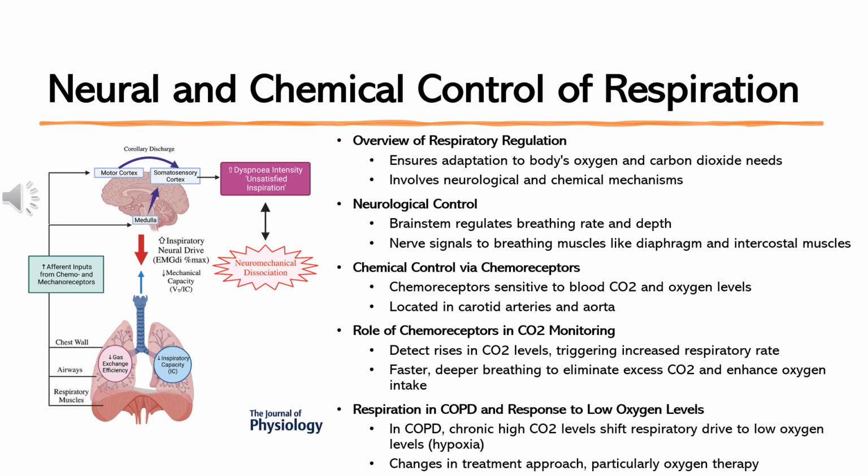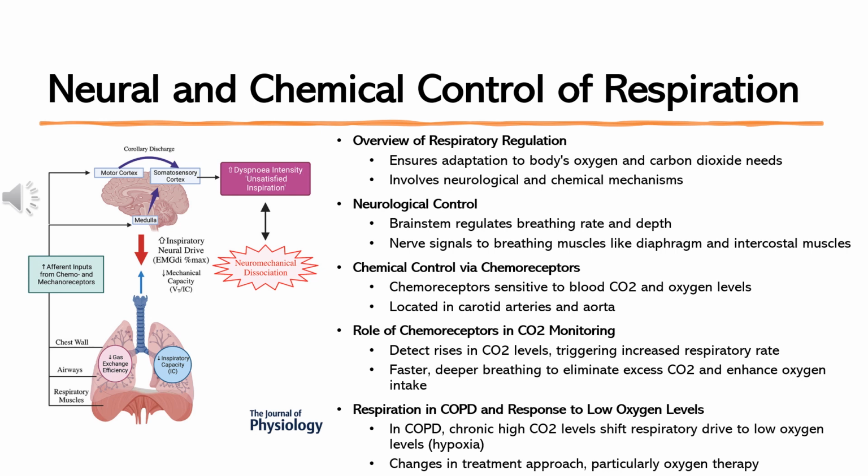Now let's look at how our respiratory system is regulated. This regulation is crucial for ensuring that our body's needs for oxygen and carbon dioxide exchange are met. The respiratory system is finely tuned by both neurological and chemical mechanisms. This dual regulation ensures that our breathing adapts to the body's varying demands. The brain, particularly the brainstem, plays a key role in controlling the rate and depth of breathing. It sends nerve signals to the muscles involved in breathing, like the diaphragm and intercostal muscles, to initiate each breath.